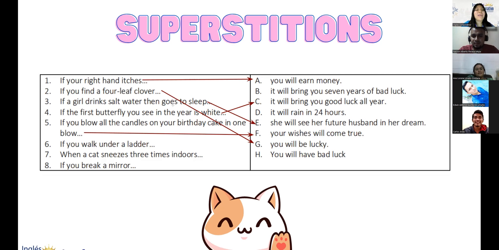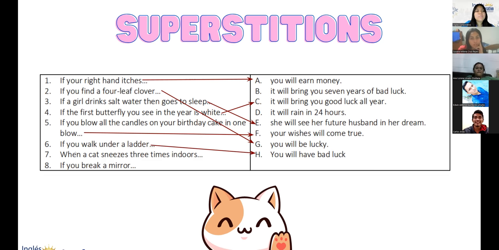Mm-hmm. Now, if you walk under a ladder, a ladder es una escalera de esas que utilizan las personas para pintar, que se suben en la escalera. Now, we have a look. You will have 7 years of bad luck. Okay. 7 years of bad luck? Are you sure? Or you will have bad luck only. You will have bad luck. Yes. You will have bad luck.